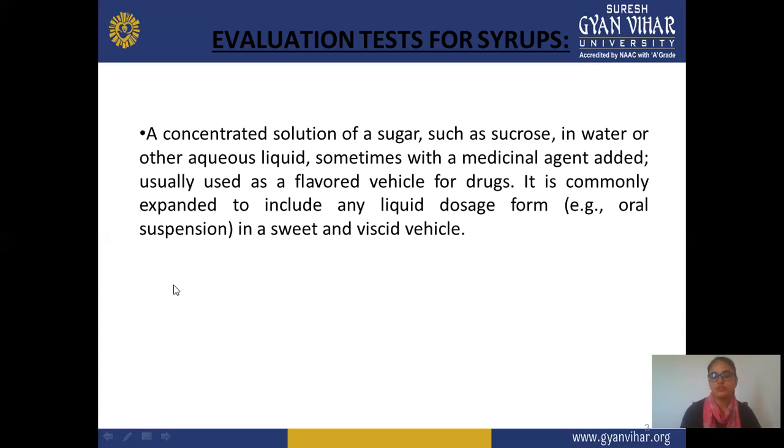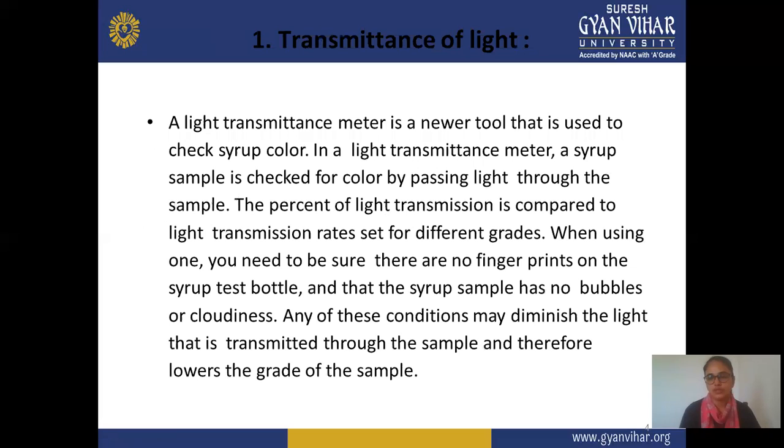In the evaluation parameters for syrup, the first test is transmittance of light. A light transmittance meter is the tool used to check the syrup color. In this test, a syrup sample is checked for color by passing light through the sample, and the percent of light transmission is compared to the transmission rate set for the standard. This is mainly used to check the clarity of your syrup solution. When you pass light through your formulation, different grades of transmission are measured by the equipment.